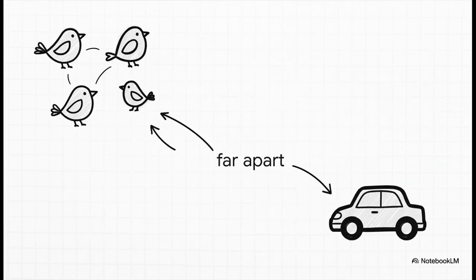So, and this is the really crucial part, on this giant map of meaning, tokens for words like bird, robin, and sparrow, they're all going to be clustered together in the same neighborhood. Meanwhile, a word like car is going to be plotted way off in a totally different part of the map. And that is how the model starts to grasp context and meaning.